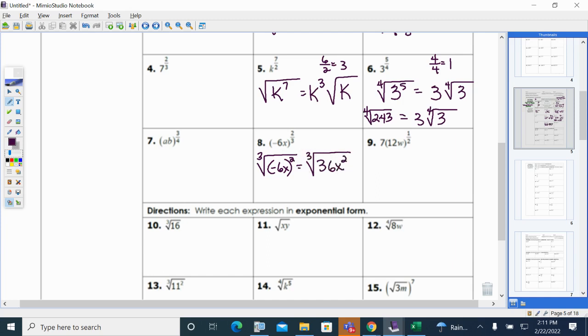And then we have to ask ourselves, can I simplify that any further? Is there a perfect cube that is a factor of 36? And there is not. So that would be your answer for number 8.